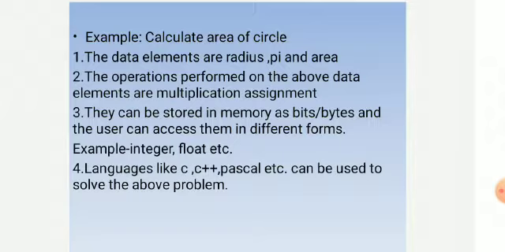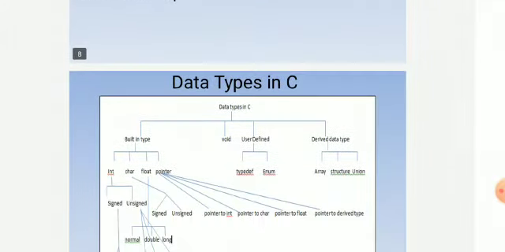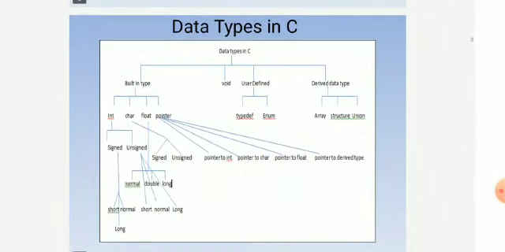Third one, they can be stored in memory as bits or bytes and the user can access them in different forms. It means what? For the integer data type 2 bytes are used, for the float data type 4 bytes are used, and the last one, languages which we are using to solve that particular problem. This program we can write with the help of C programming also, C++ also, in VB script also.